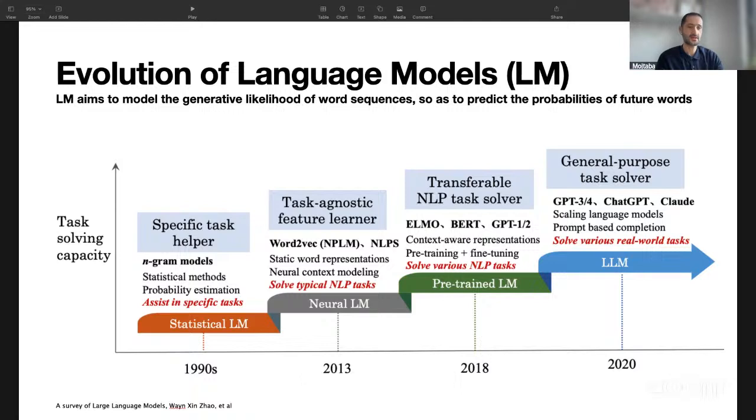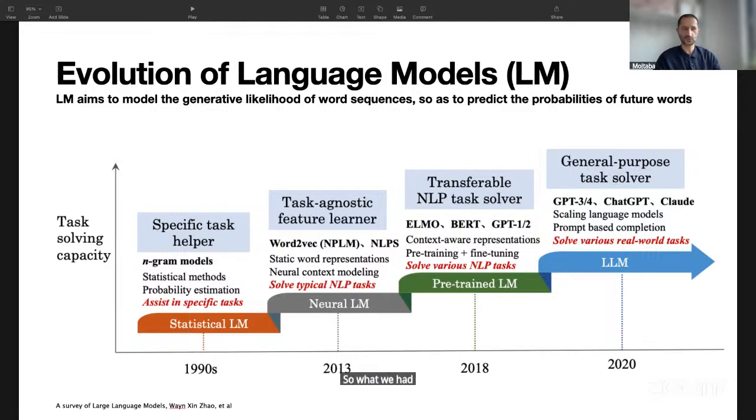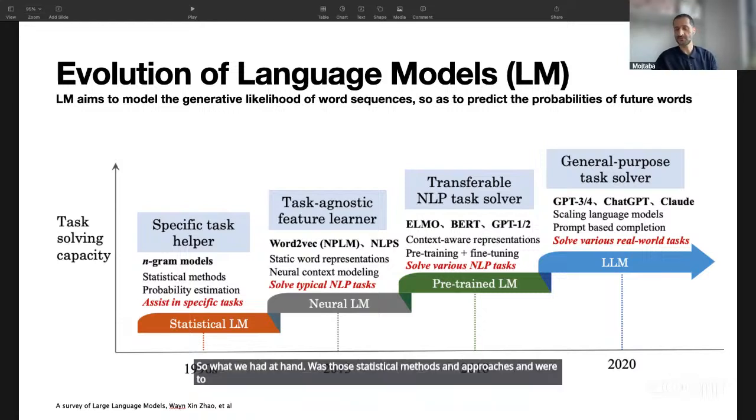So as I said, I started my career around 2017 or so. If I put it in this timeline, it was a time when there was no BERT or those medium language models, as I would call them, in place. So what we had at hand were those statistical methods or approaches, word2vec and some of those deep learning approaches to tackle how we can break down these sentences and understand more of the semantics and syntax of the words, right? Okay.